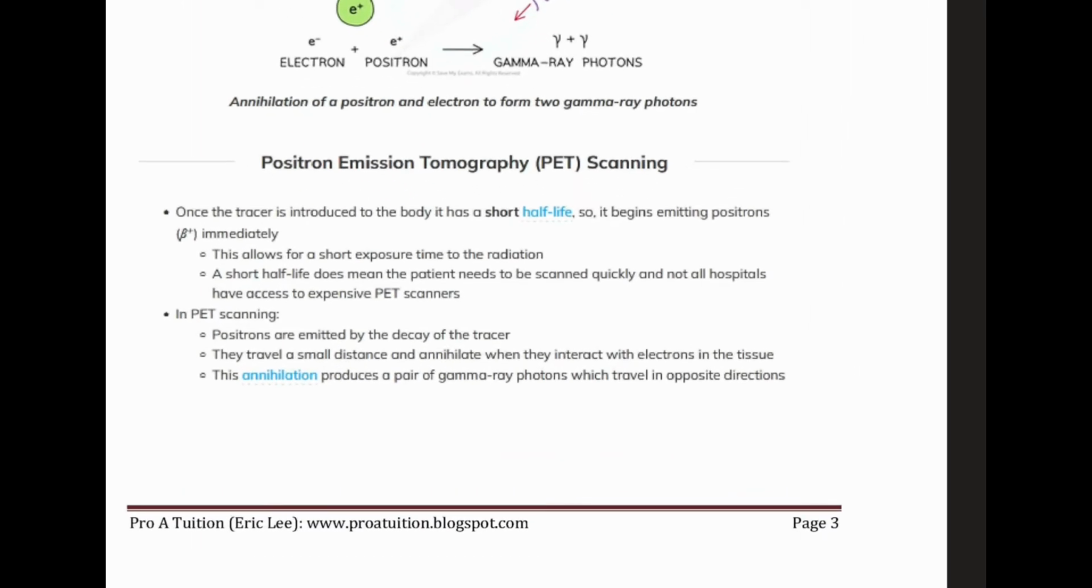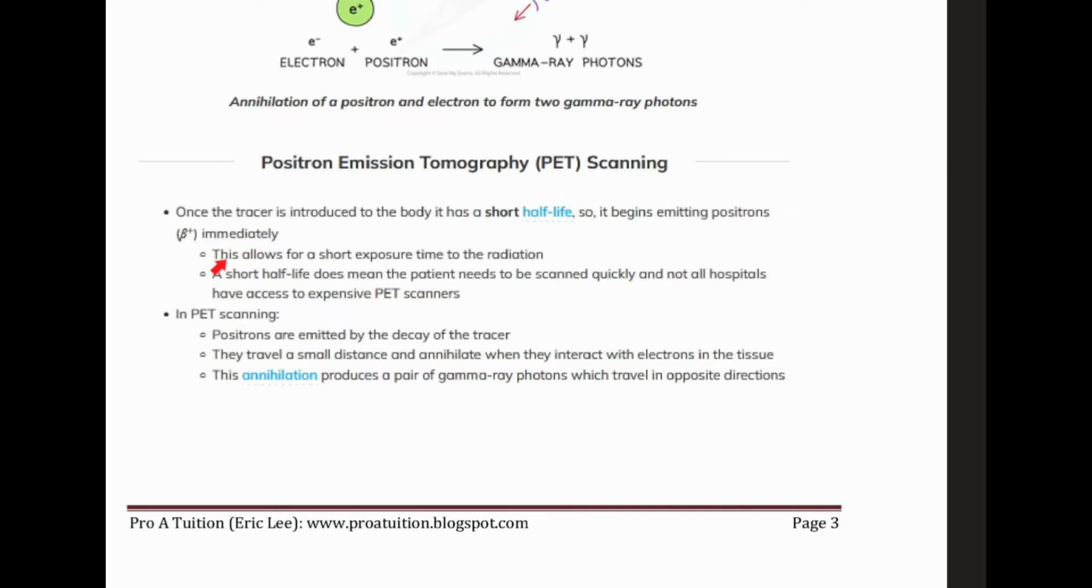Okay, over here, let's see the next topic. Positron emission tomography, PET scanning. Once the tracer is introduced into the body, it has a short half-life. Okay, short half-life. So try to recall the fluorine-18 just now. The half-life is 110 minutes. So it begins emitting positrons, which is beta positive, immediately.